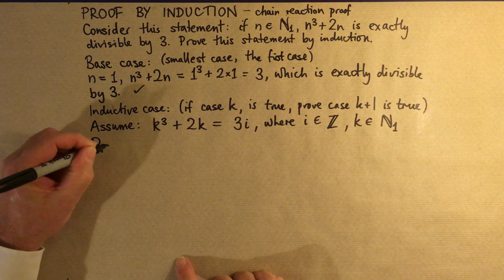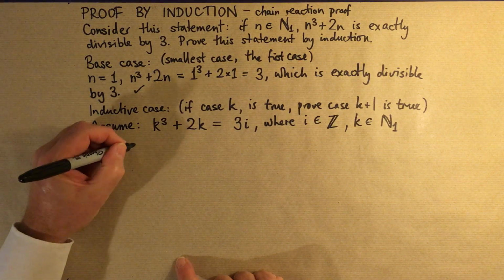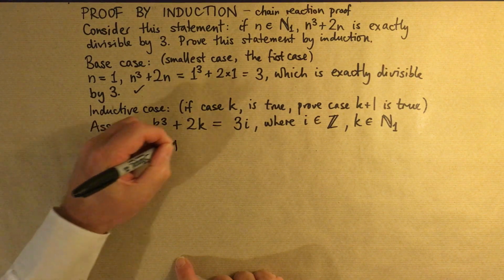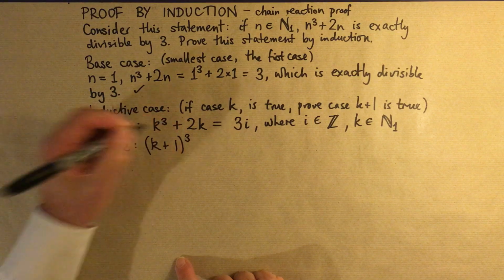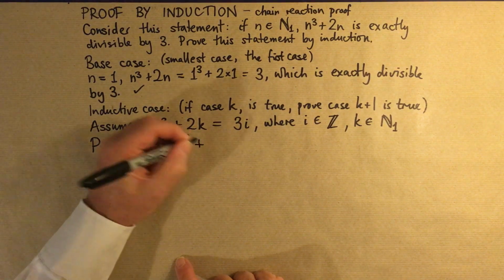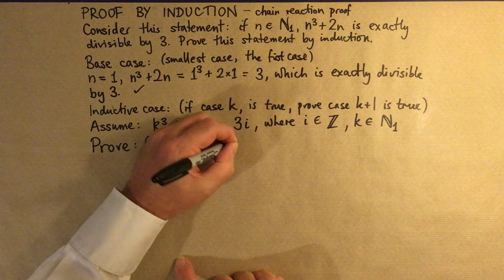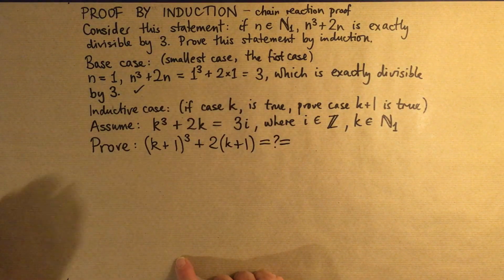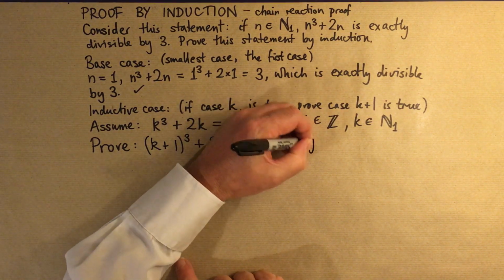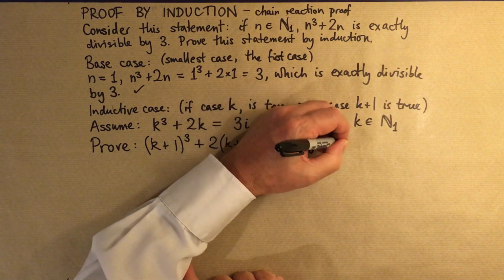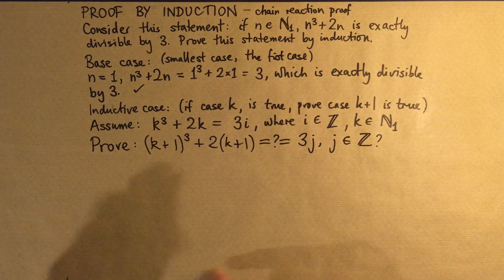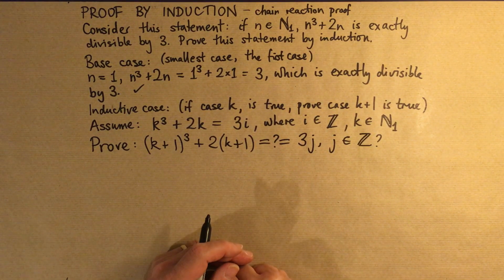And then we have to prove the next case. We have to prove that (k plus 1) cubed plus 2 times (k plus 1), and we've got to show that is equal to, so I'll use my little question mark notation, is that equal to 3 times j, where j is a member of the integer set? Is that the case? Well, let's see if we can make it so.